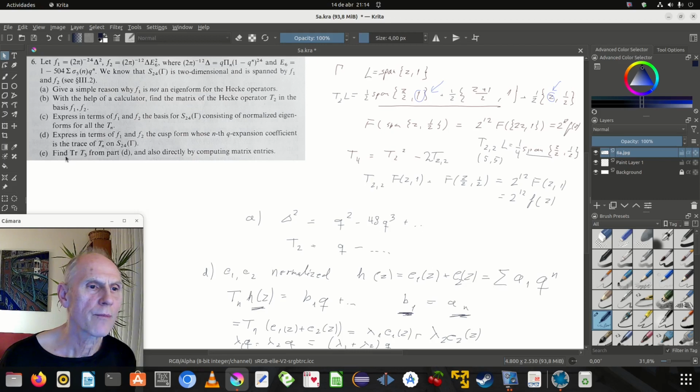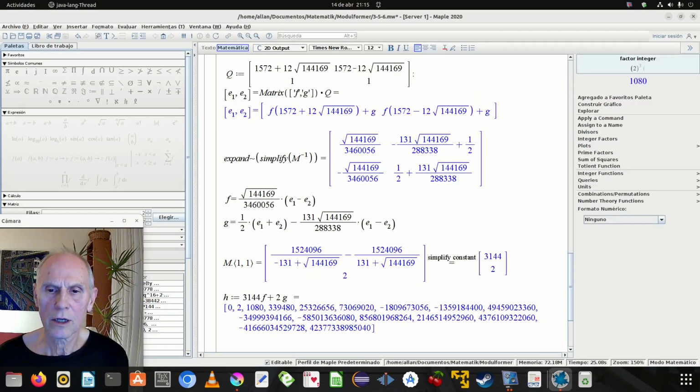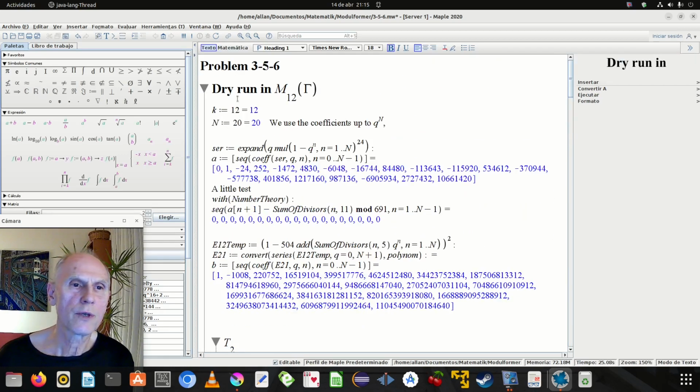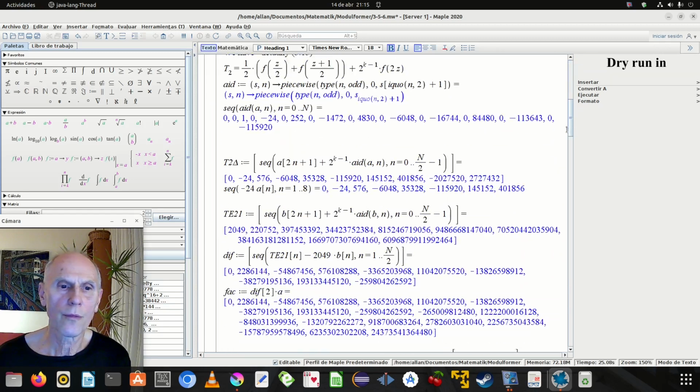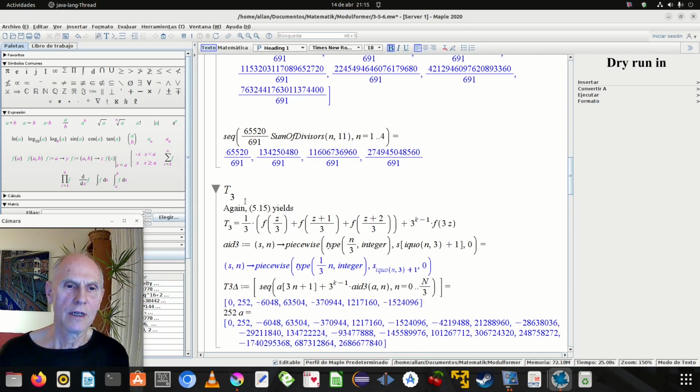Finally, we shall compute T3 explicitly. I already started on T3 in our dry run on S12. I'll copy that down, make a break, copy that down, and then go on.